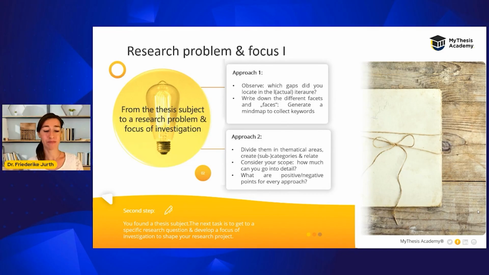Then the second step would be to divide this generated keyword list, this mind map, into thematical areas, to create subcategories, and also to create links between them, to think about in which form they are related to each other.